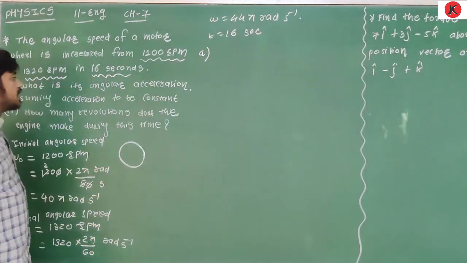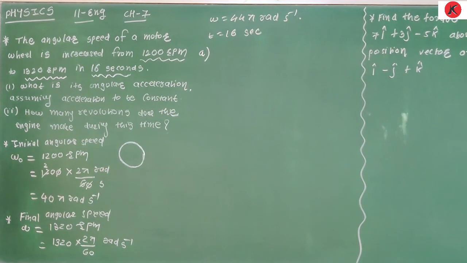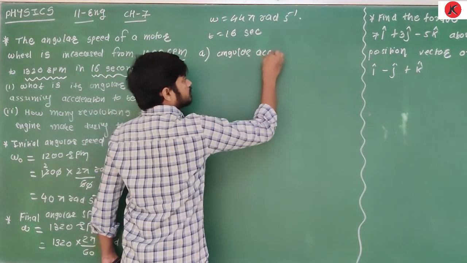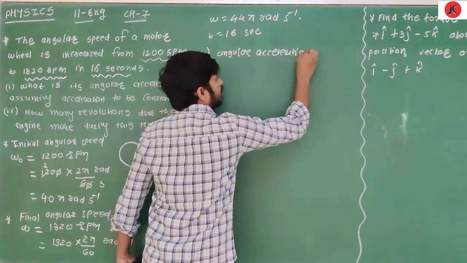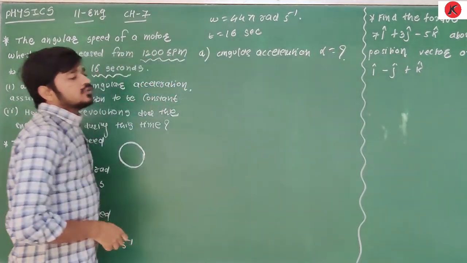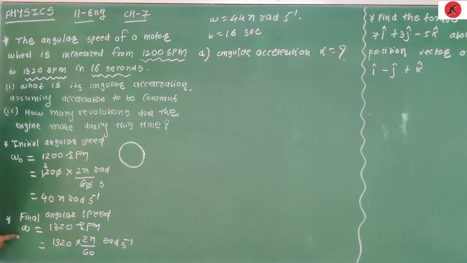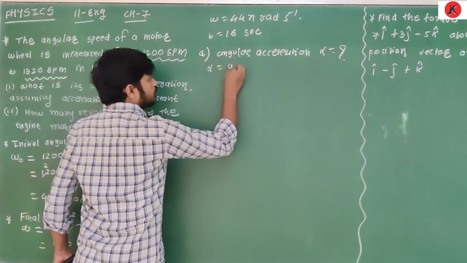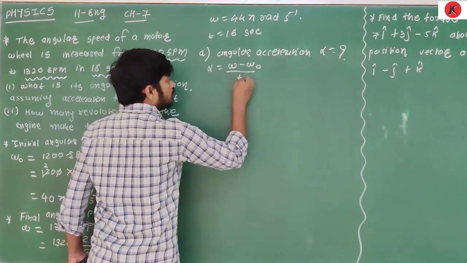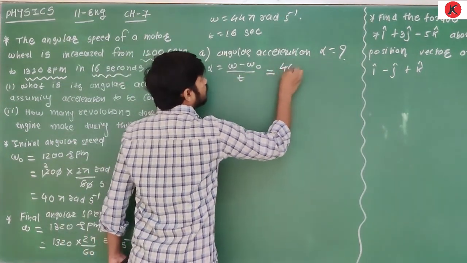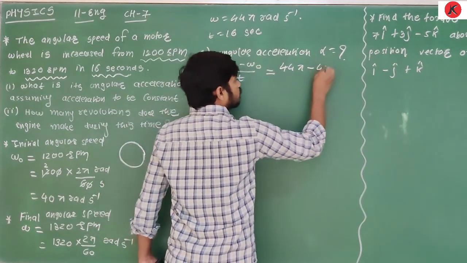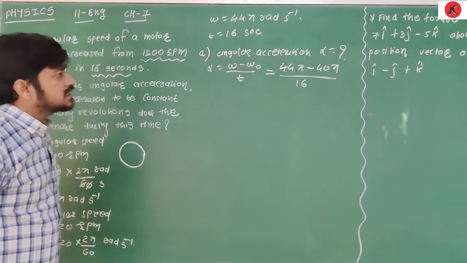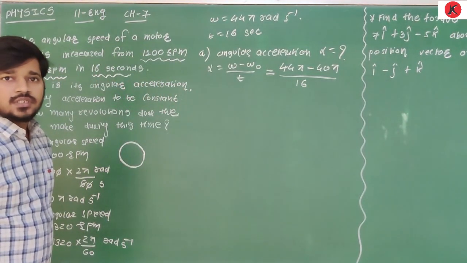Now question A: what is its angular acceleration? Angular acceleration means alpha. If you observe the data, omega 0, omega and t, you have to use this equation: alpha is equal to omega minus omega 0 upon t. What is omega? 44 pi. What is omega 0? 40 pi, divided by the time, which is 16. Clear about this?